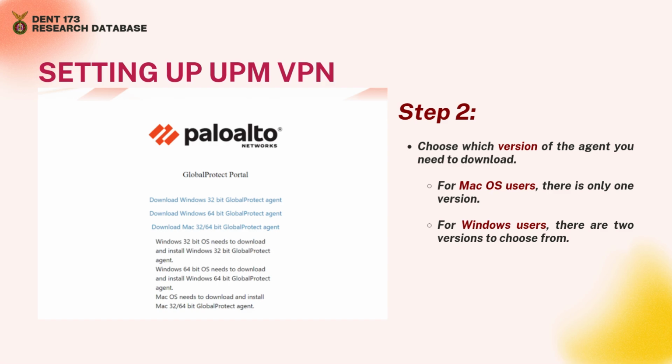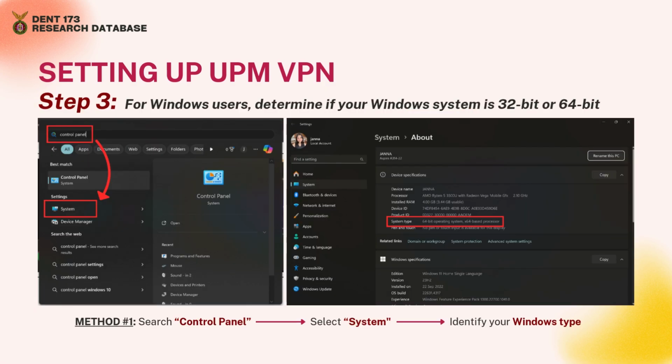For Mac OS users, there is only one version. From here, you may already download the only version corresponding to your device. However, for Windows users, there are two versions to choose from. If you are using Windows, you need to know whether your system is 32-bit or 64-bit. This is why the third requirement in navigating the UPM VPN earlier is being familiar with your device's operating system. We can follow these steps in determining them.